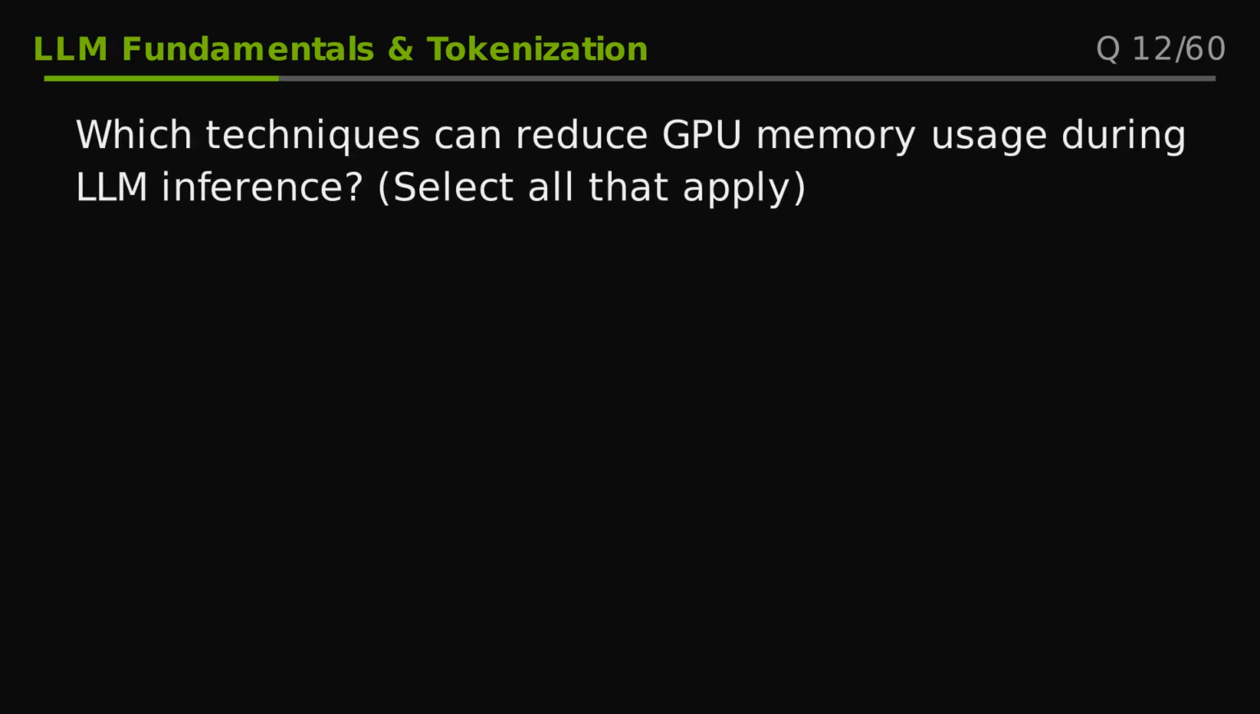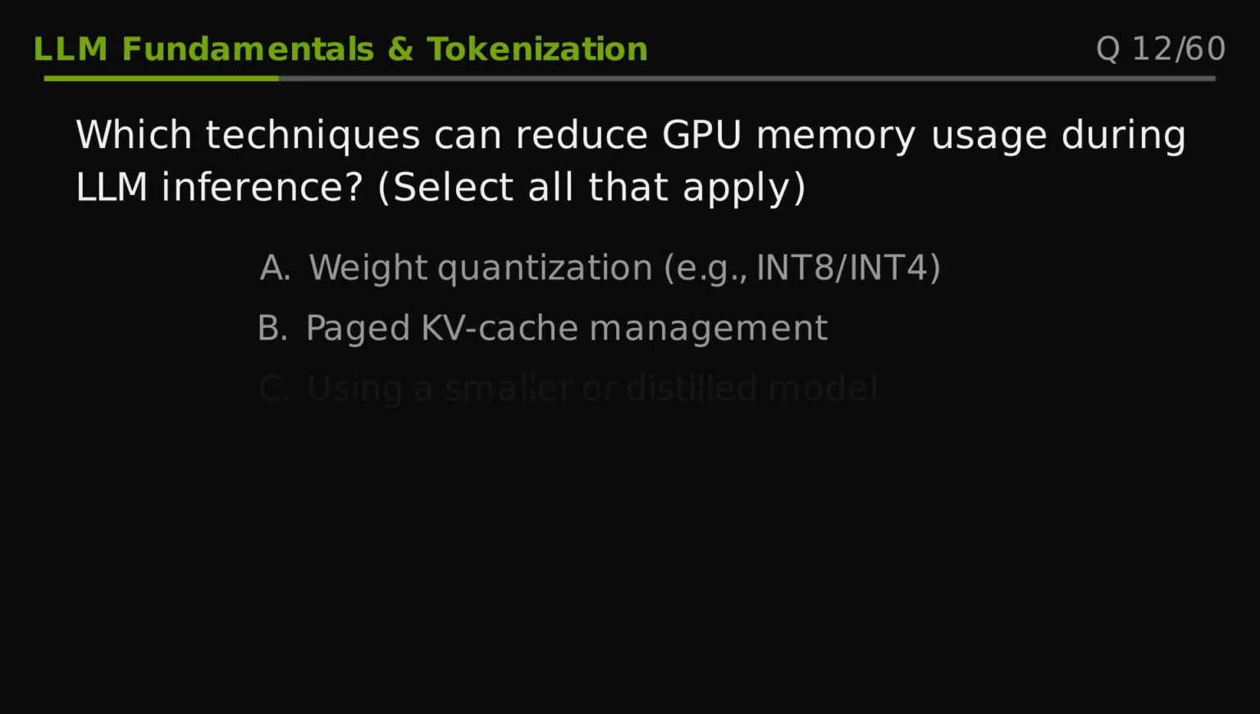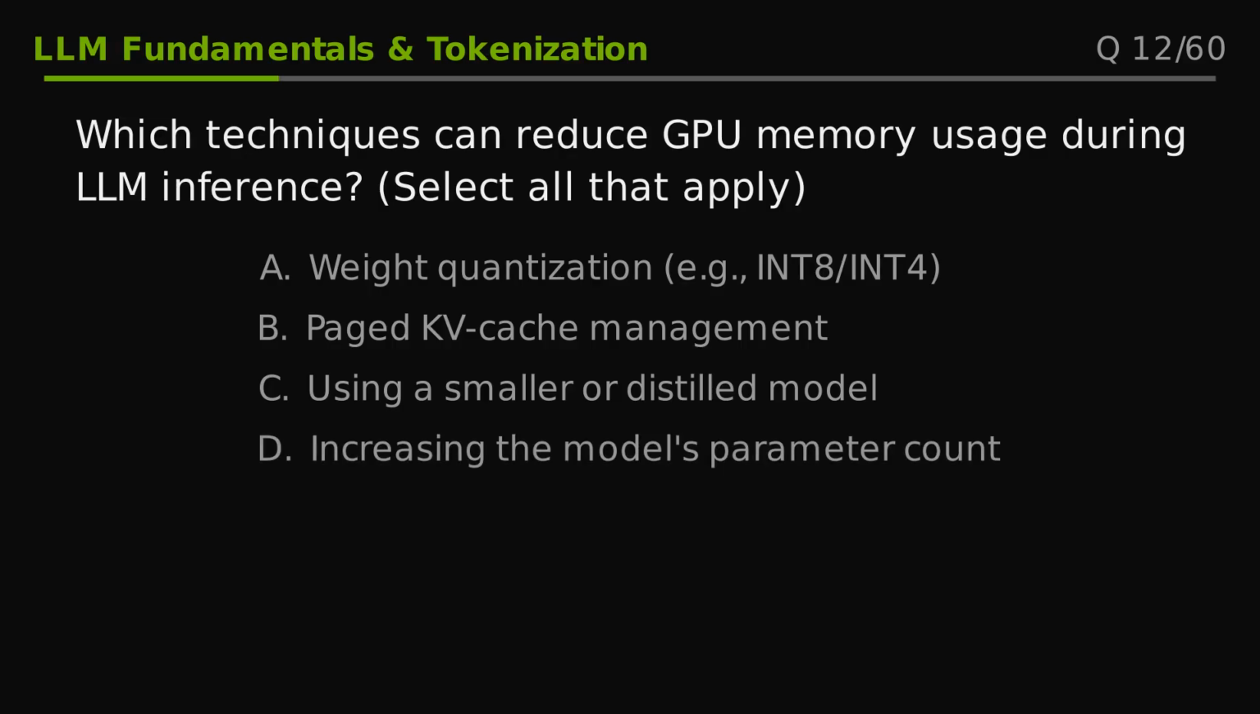Question 12. Which techniques can reduce memory usage during inference? Select all that apply. Option A. Quantization, for example, 8-bit or 4-bit. Option B. Paged KV cache management. Option C. Using a smaller or distilled model. Option D. Increasing the model's parameter count.